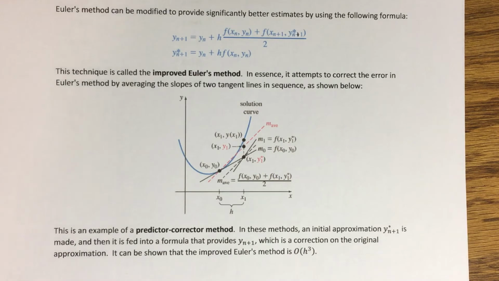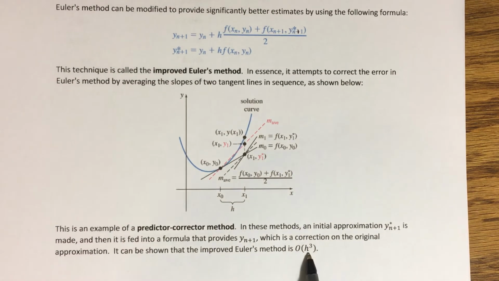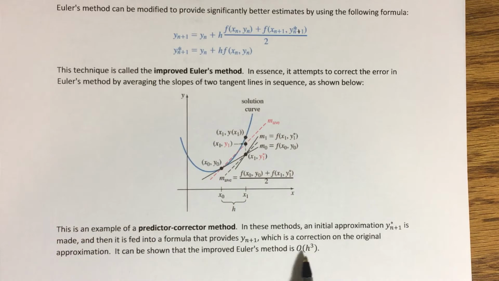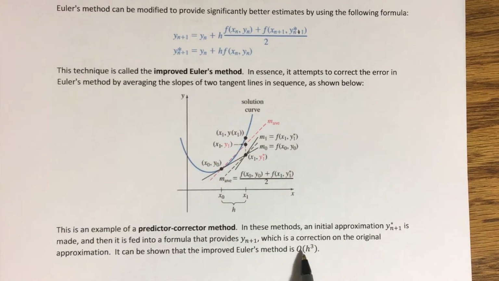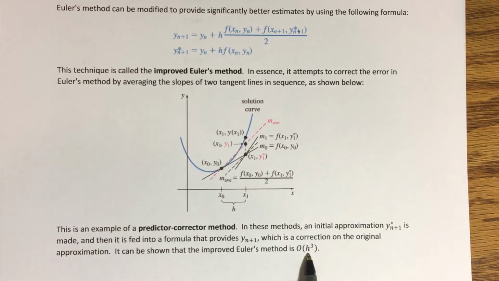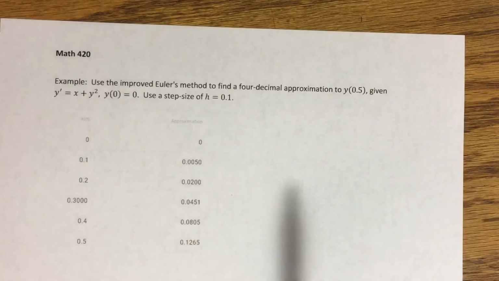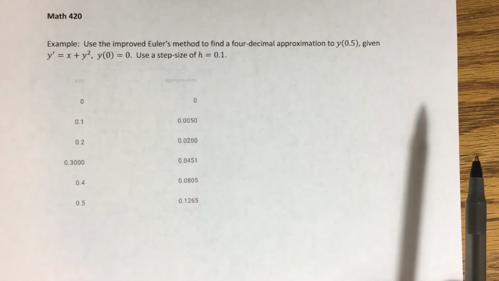And we said that the higher that exponent is, the better the algorithm, because it's producing more accurate results. So we're not going through the error analysis right now, but we could, and we would arrive at this result. This is showing that the improved Euler's method does in fact have a generally better error term than Euler's method by itself. Okay? So we're going to go through an example here.